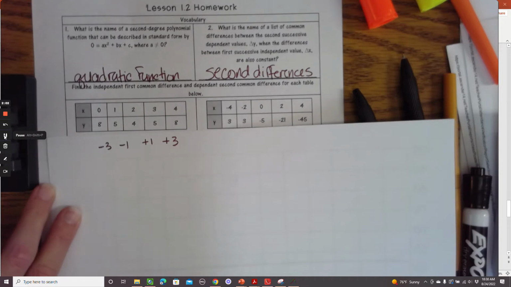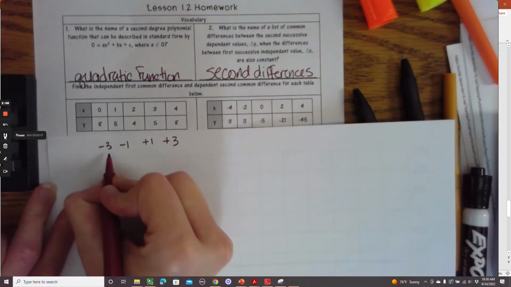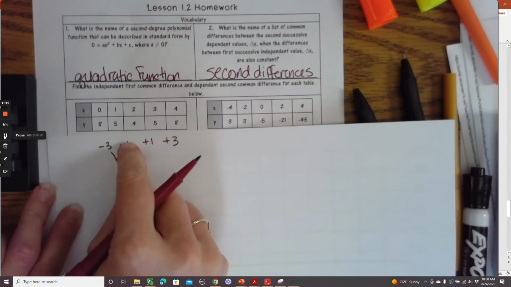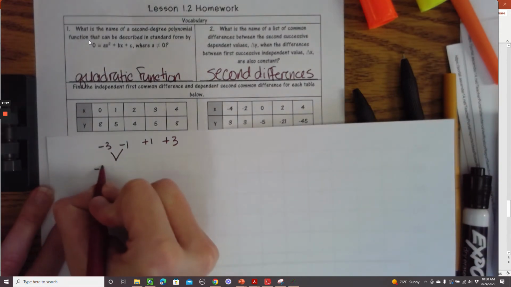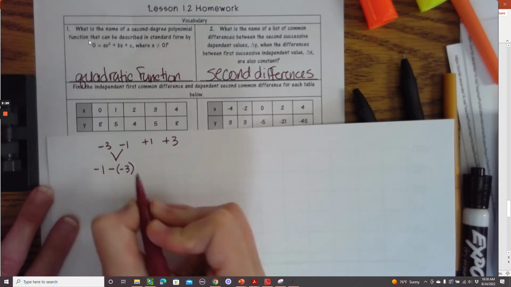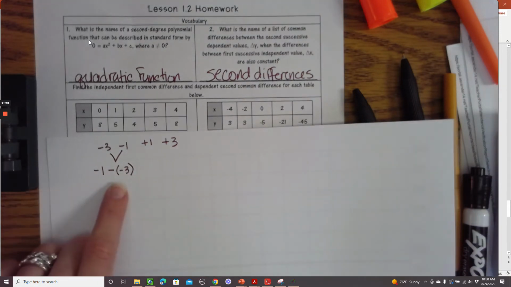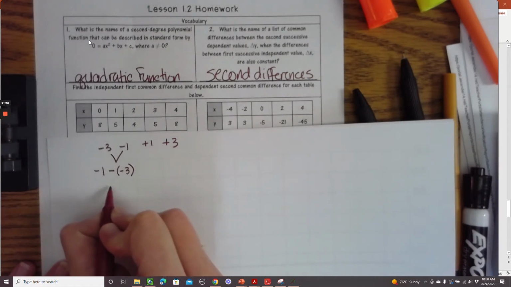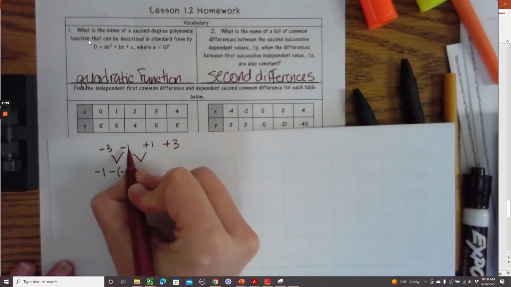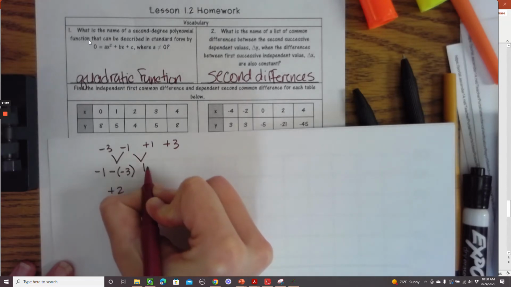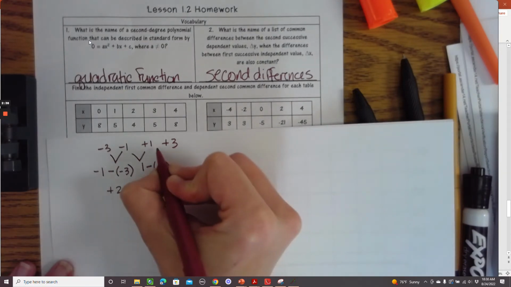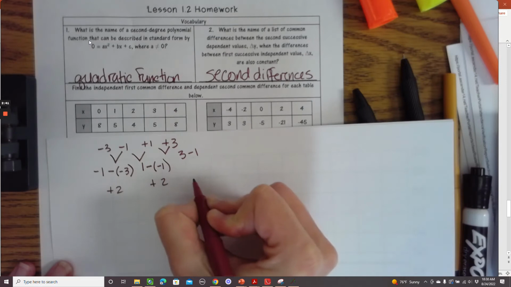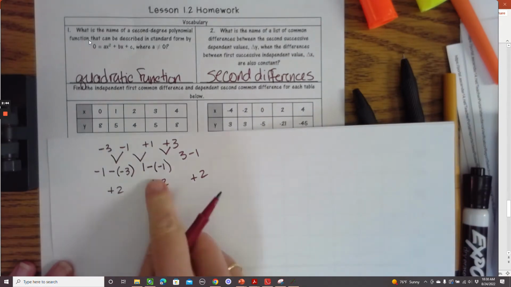If it's the same number, it's a common difference. If it's not, now we have to see if there's a second common difference. So here we would do negative 1 minus negative 3. The two negative signs together make a plus, so negative 1 plus 3 is positive 2. Then 1 minus negative 1 is positive 2. And then 3 minus 1 is 2. They're all the same.